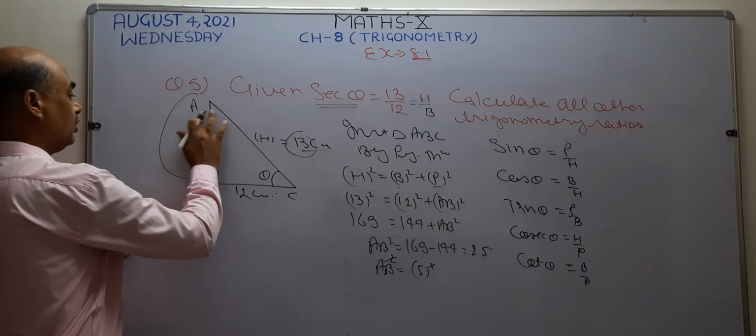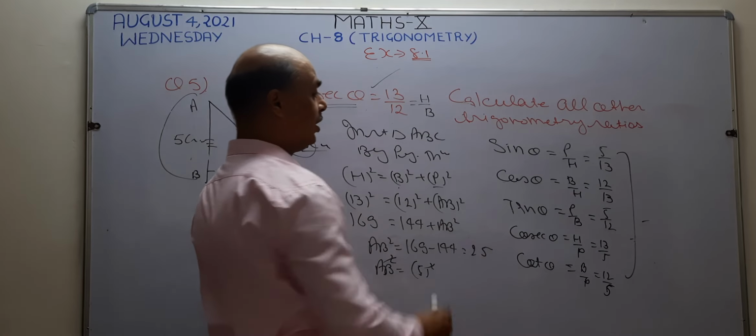Now all the three sides are known, so I am going to find the values. First sine. Sine means P by H. This is your P, 5, and H is 13. So this becomes 5 by 13. Now base upon hypotenuse. This is your base, 12, and the hypotenuse is 13. Now P by B. This is your P and this is your B. So this becomes 5 by 12. Here 5 by 12. Now cosec is the reciprocal of sine. So this becomes 13 by 5. Cot is the reciprocal of tan. So this becomes 12 by 5. So these are the required 5 trigonometry ratios of this question number 5. I hope it is clear.